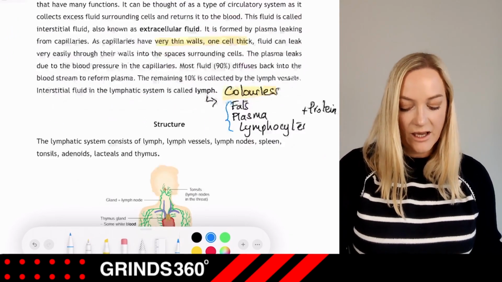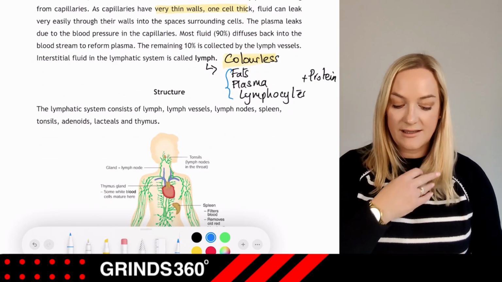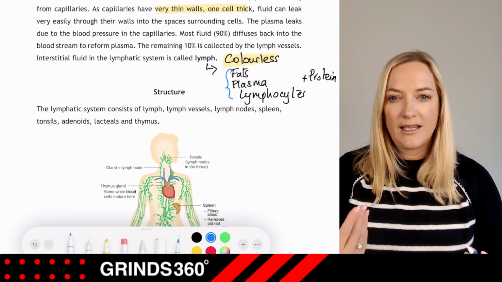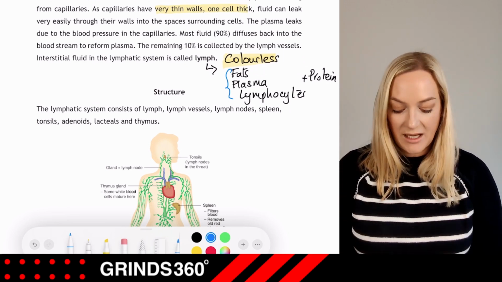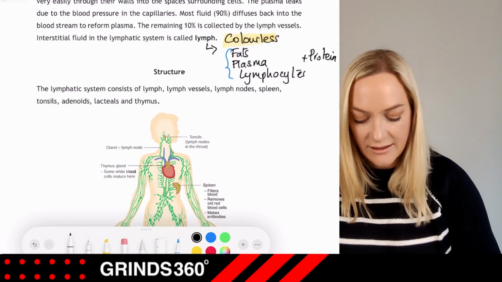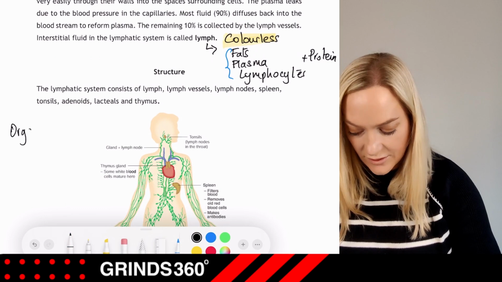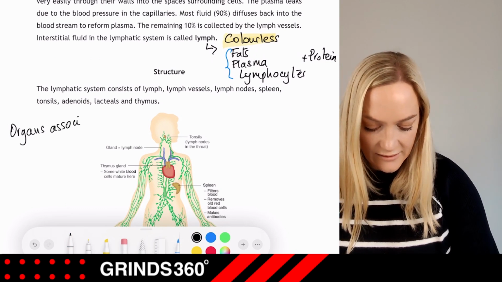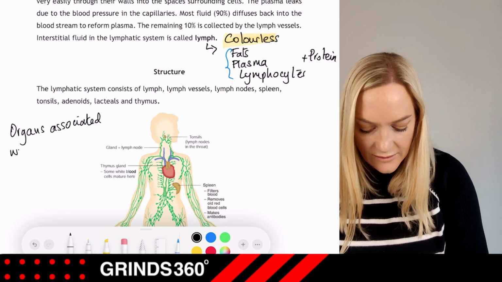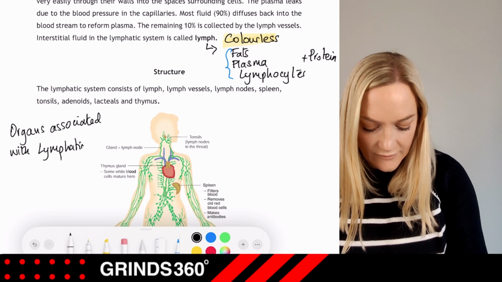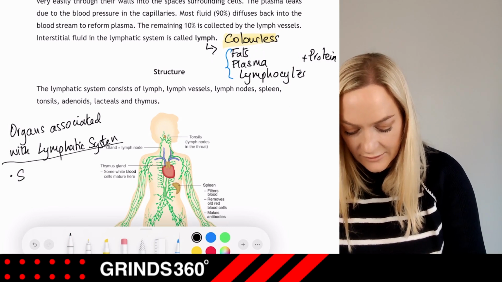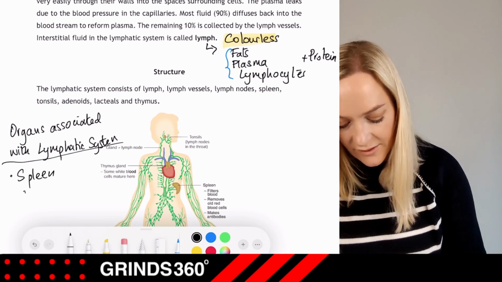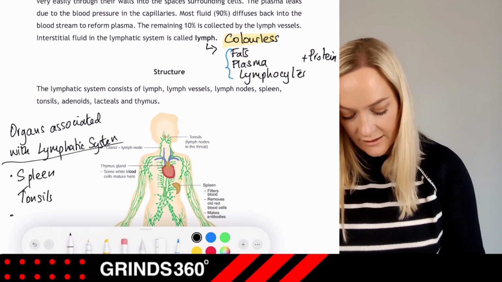So the structure of our lymphatic system consists of lymph vessels, lymph nodes, spleen, tonsils, adenoids, lacteals, and thymus. Now, organs associated with our lymphatic system. This could be a question. Organs associated with the lymphatic system. That's your spleen, tonsils, and thymus.